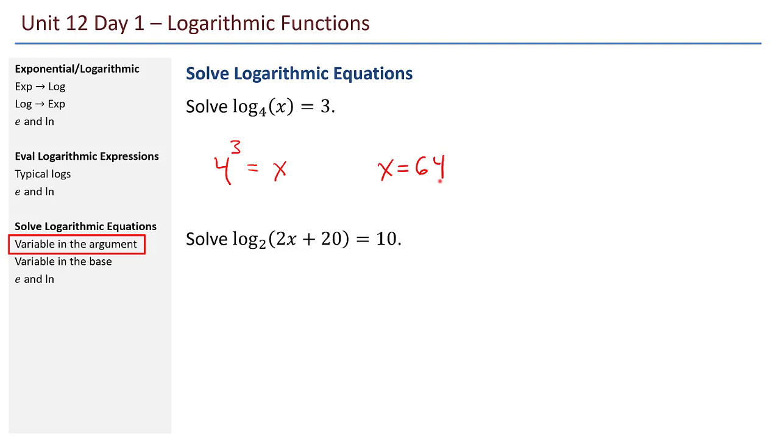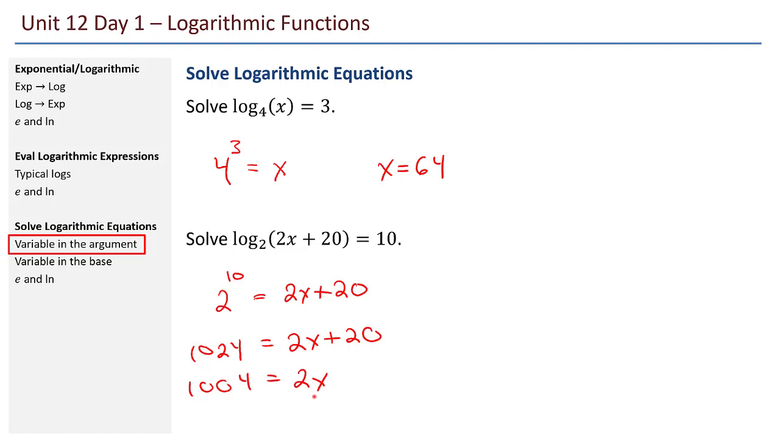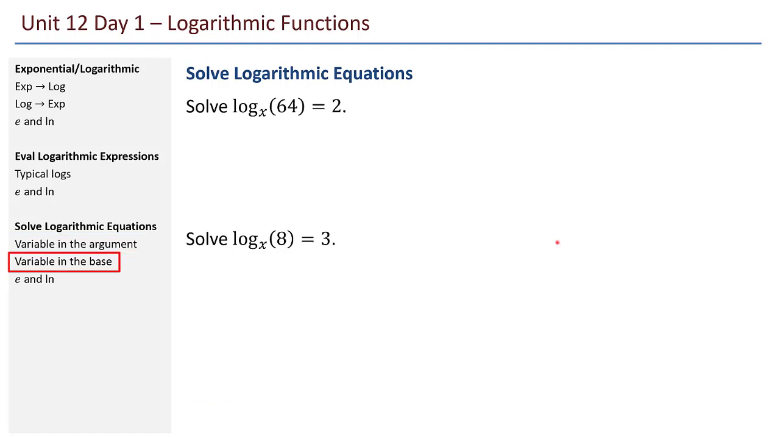How about this next example? Same idea. Now my exponential function is 2 to the x, so 2 to the 10. 10 is now my input, and my output is 2x plus 20. Well, 2 to the 10 ends up being 1,024. So 1,024 equals 2x plus 20. I'll subtract 20 from both sides. So 1,004 equals 2x. And if I divide both sides by 2, I'll end up with x equals 502. There we go.